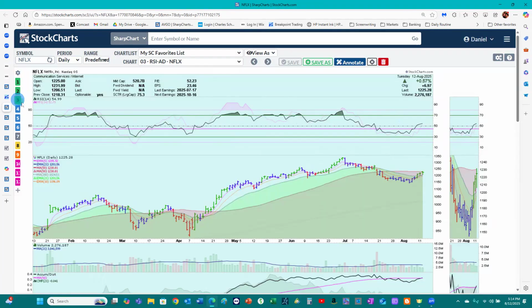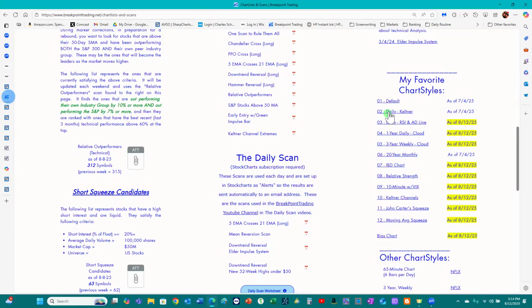So I have this as my number 3 favorite. And that's identified on the website right here. So these are the same numbers that I use in my favorites charts. And you can download any of those and take a look at them. All right, that's money flow. Really valuable, great tool to be able to use.